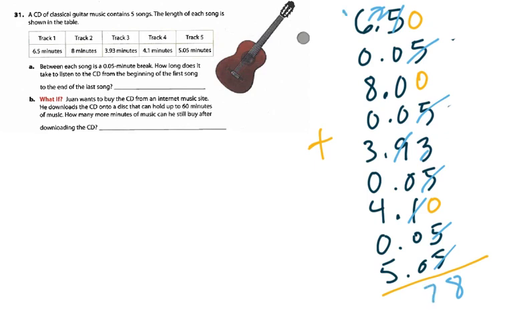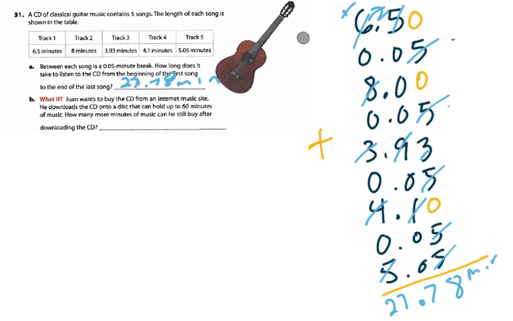Okay, so now I have 6 and 4, that's 10. And then I have 15, 18, and 8 is 26, plus 1 is 27. And my decimal point comes straight down. So it will take 27 and 7/8 minutes to listen to this CD from beginning to end.